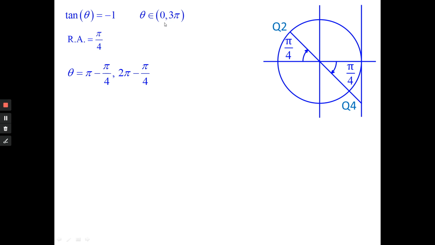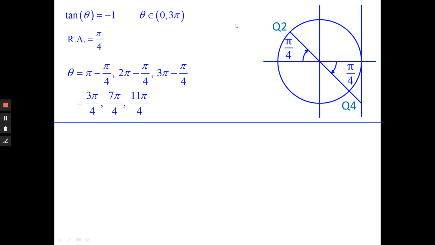But remember, the domain goes all the way to 3 pi, which means we've got half a revolution left in the unit circle. If you take another half revolution, you'll hit quadrant 2 again, and that is why we have a third solution at 3 pi minus pi on 4. Once that's done, you get to 3 pi, and your entire domain has been sorted out. We only need to simplify each of these three expressions. Simplifying them, you get 3 pi on 4, 7 pi on 4, and 11 pi on 4. So that's the solution of the first equation over that domain.